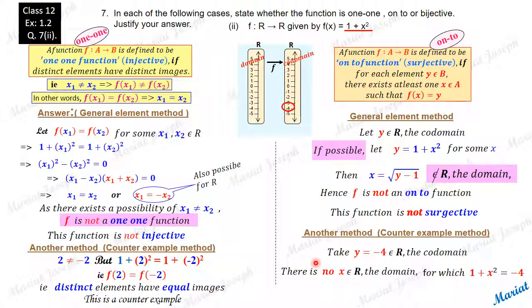So we write that there is no x in the domain for which 1 plus x square could be minus 4, or in other words for which minus 4 could be the image. It's not possible. Hence we conclude that the function is not onto, as this numerical example goes as a counterexample, a numerical example that goes against the definition, which counters the definition. So by the counterexample method, we have proved that the function is not an onto function.